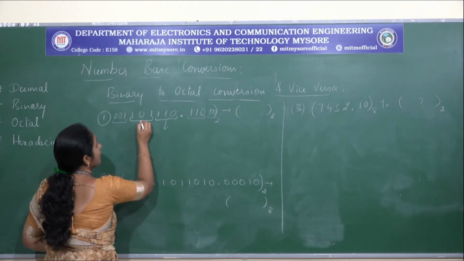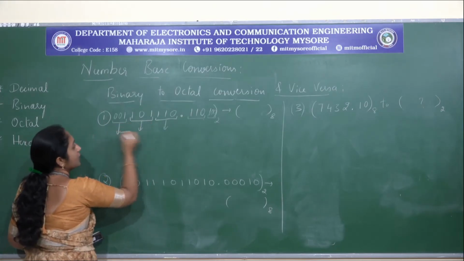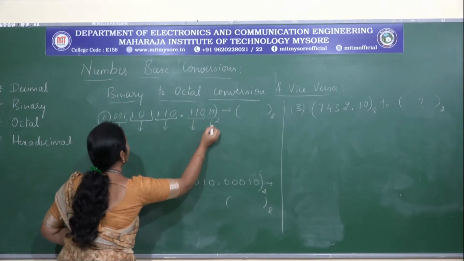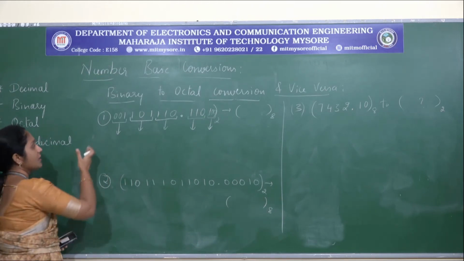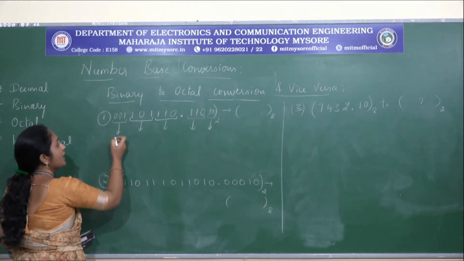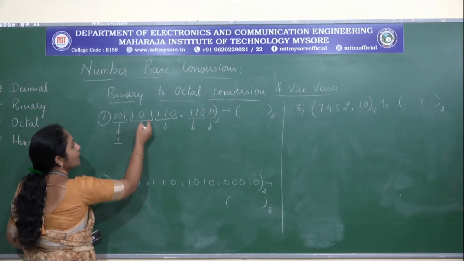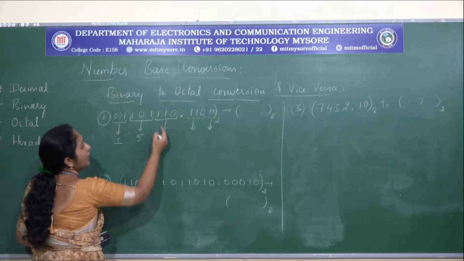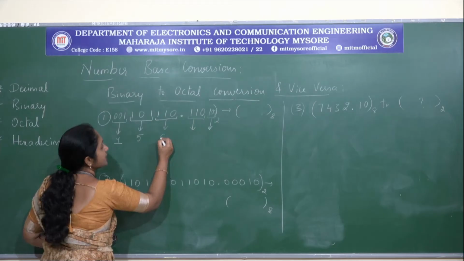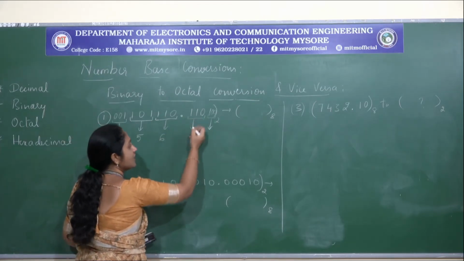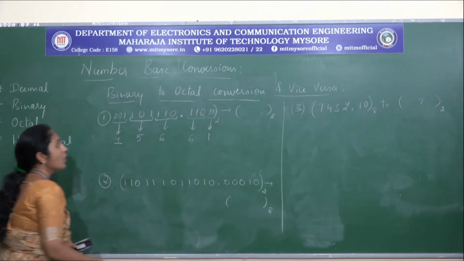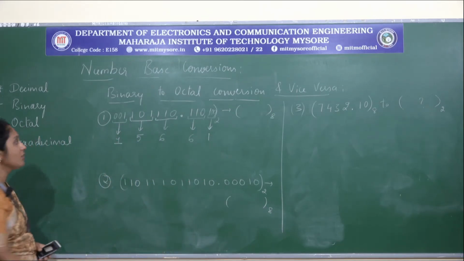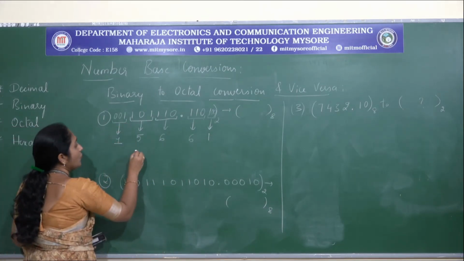So here we have 1 0 0. Yes, let us start from here, since we are writing the equivalent value. 0 0 1 is equal to 1, 1 0 1 is 5, and 1 1 0 is 6, 1 1 0 again 6, 1 0 0 is 4. Therefore, what is the octal equivalent of this binary sequence?